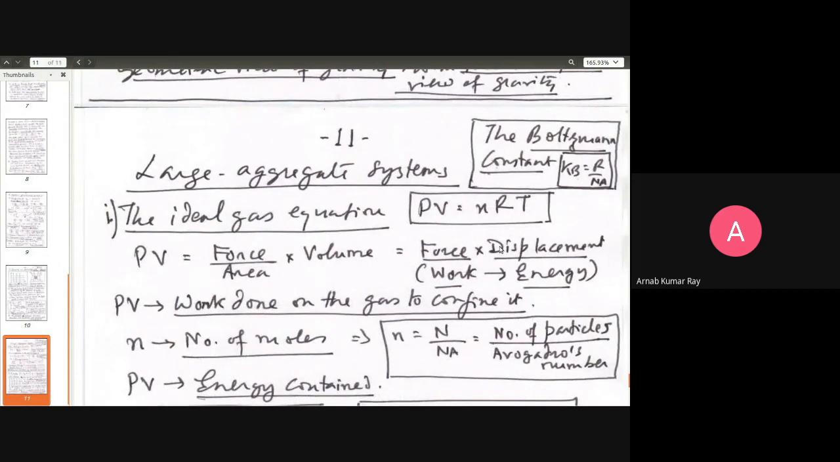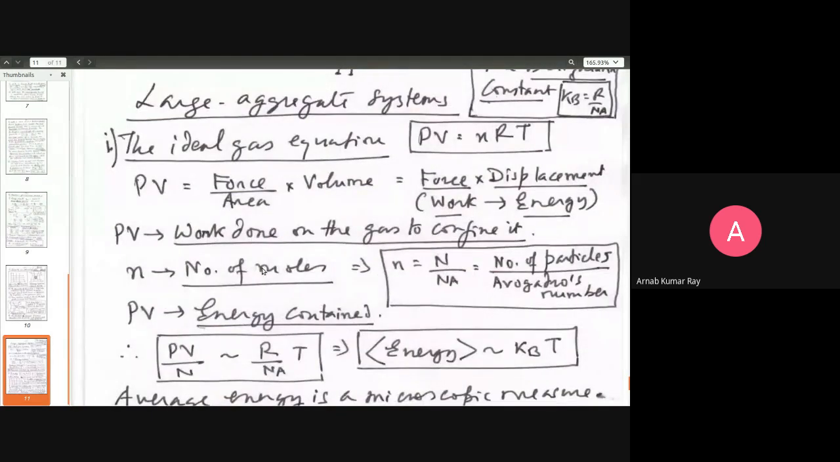Let us see how. Here you have the ideal gas equation. Simple argument. You are familiar with the ideal gas equation: PV = nRT. Pressure, volume. Small n is the number of moles. What is the number of moles? 1 mole contains Avogadro's number of particles, and the total number of particles divided by Avogadro's number will give you the number of moles.